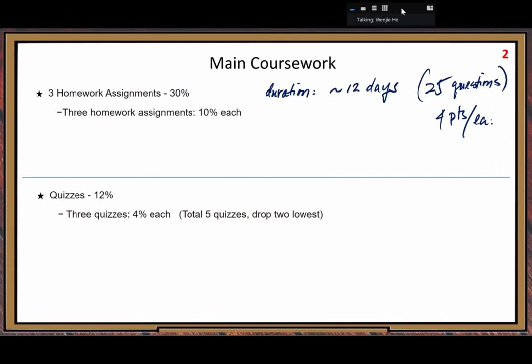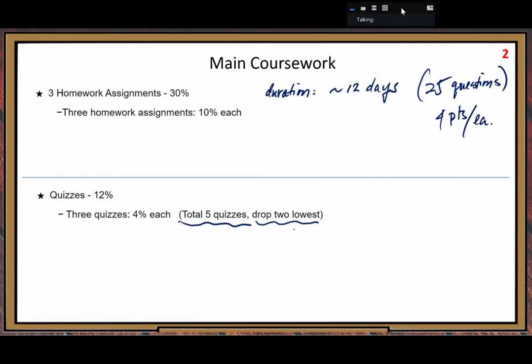Quizzes, total 5 quizzes. I will drop the 2 lowest scores, so only take the top 3 of your scores. So the total quiz part is 12%.